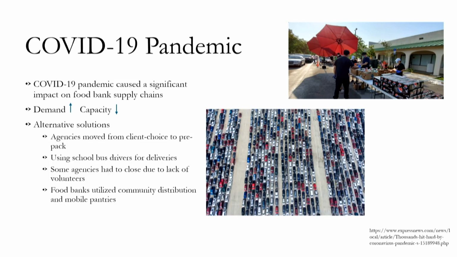Some food banks use school buses and school drivers to directly deliver food to the neighborhoods in order to reach people. And also, of course, community distribution and mobile pantries were utilized a lot. The good thing was there was an increase in COVID-19 relief funding from the government that helped food banks purchase more food to compensate for the fact that the supply coming from their supermarket partners has actually dropped due to issues in the supply chain.